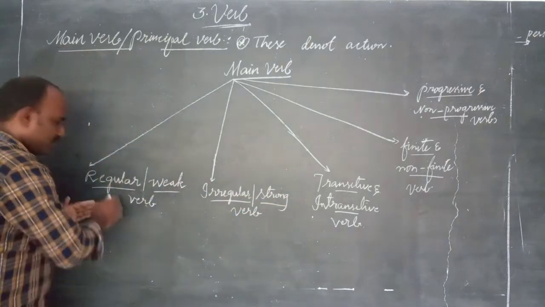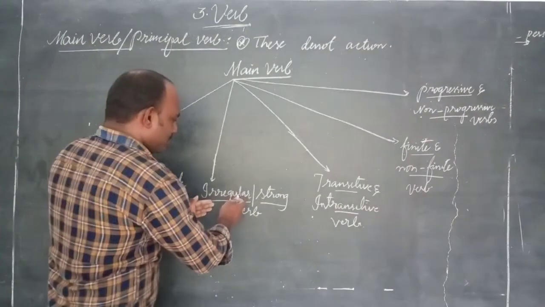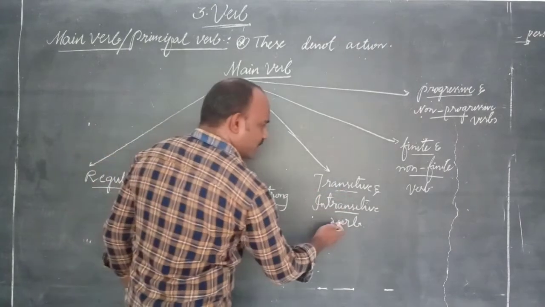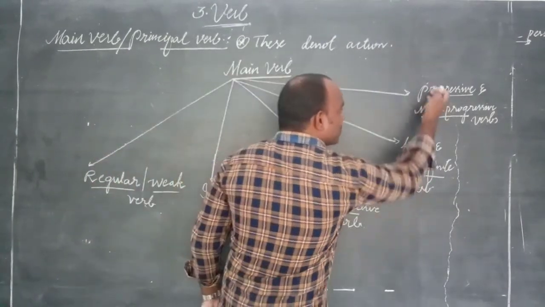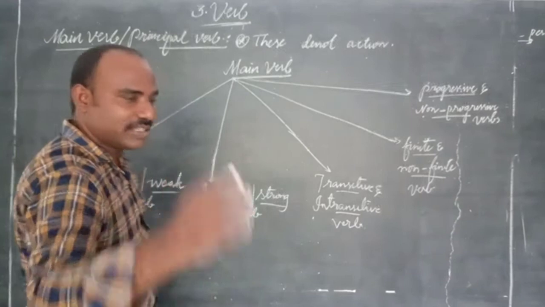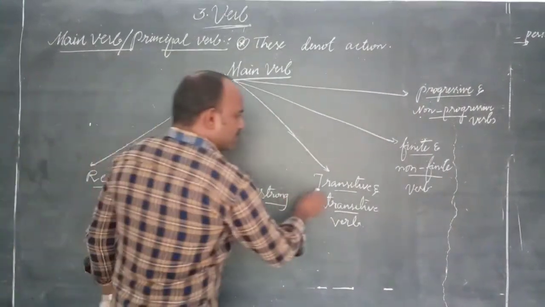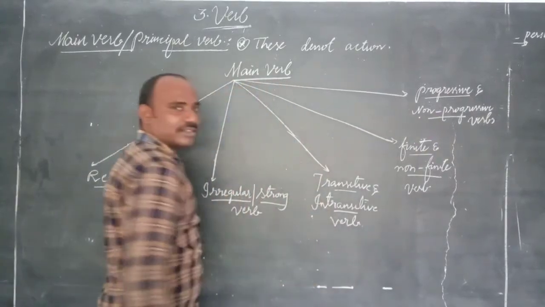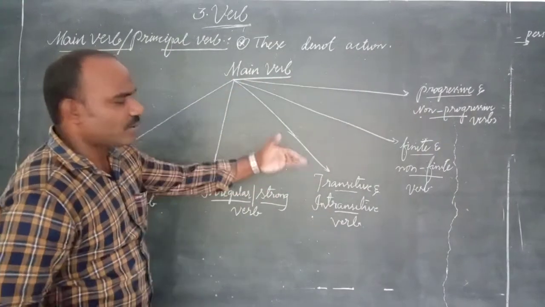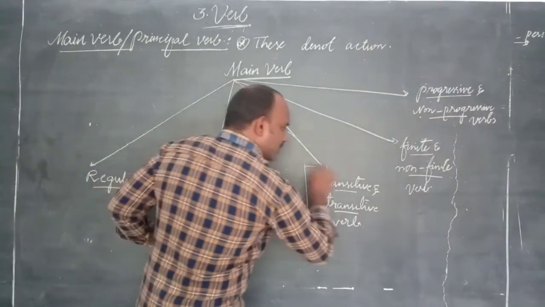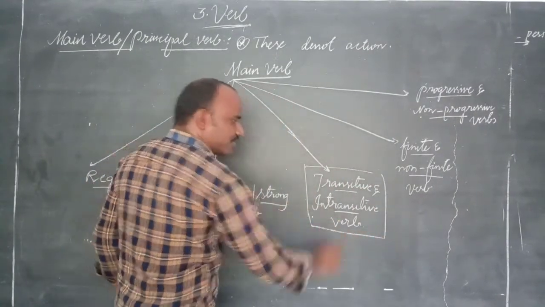What is regular, weak? What is irregular, strong? What is transitive, intransitive? What is finite, non-finite? What is progressive, non-progressive? You see, in the 10th class English textbook, we have both. All these verbs are there. I mean, questions based on these verbs.